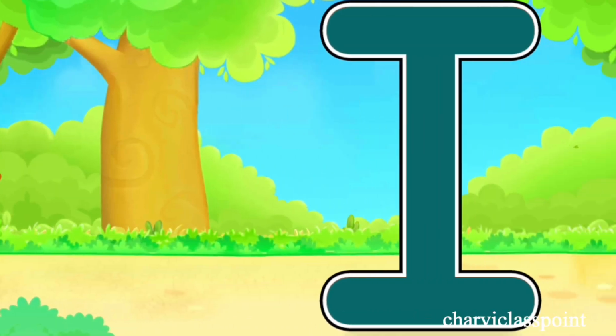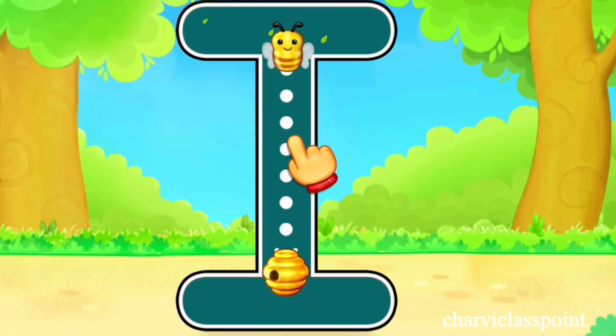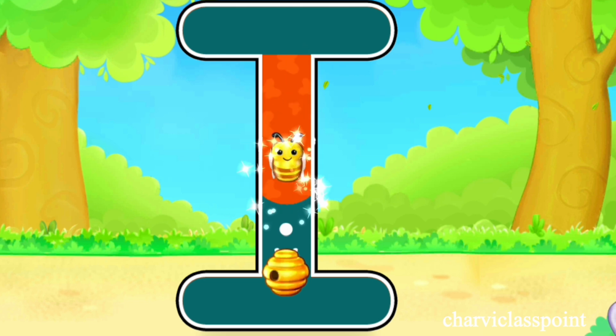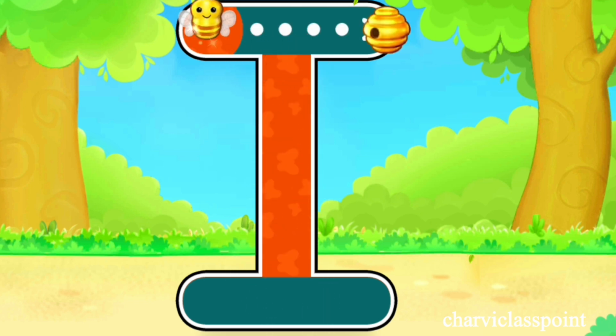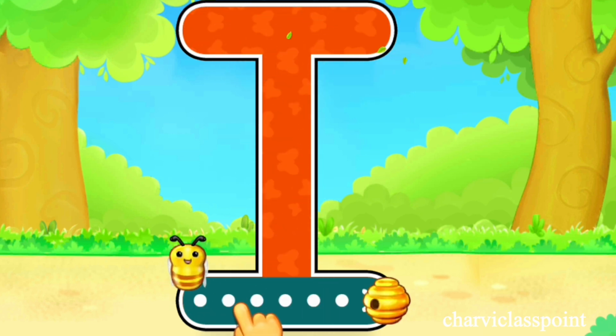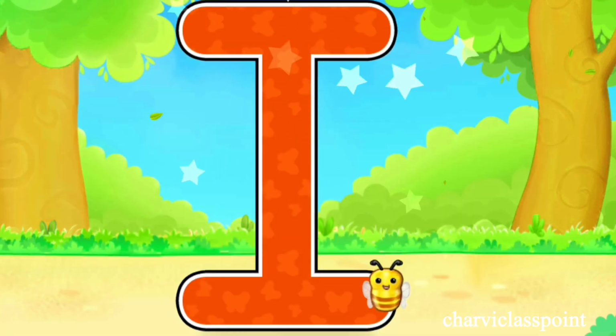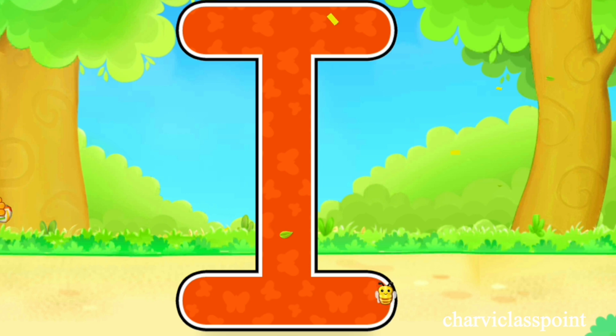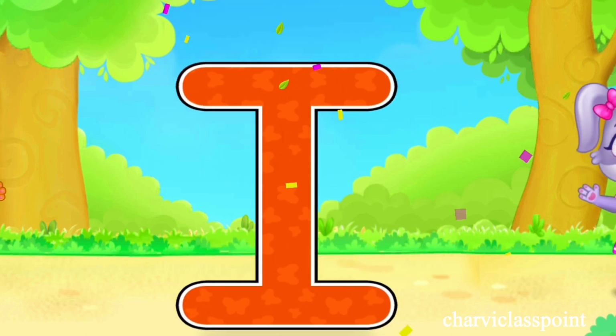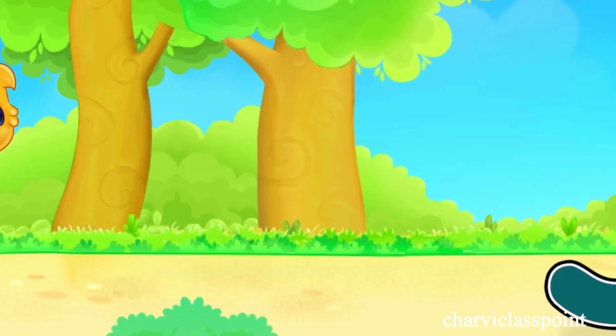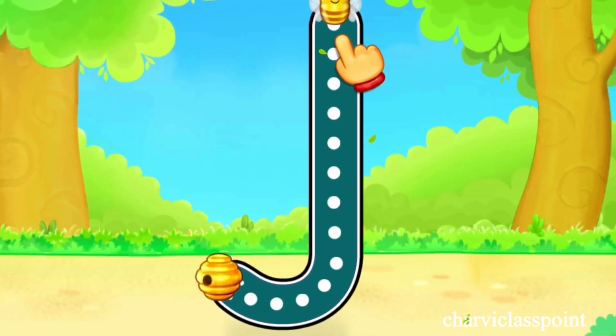Wow. This is letter I. Again. Make letter I. This is letter I. I for ice cream. I for ice cream. Next letter is J.